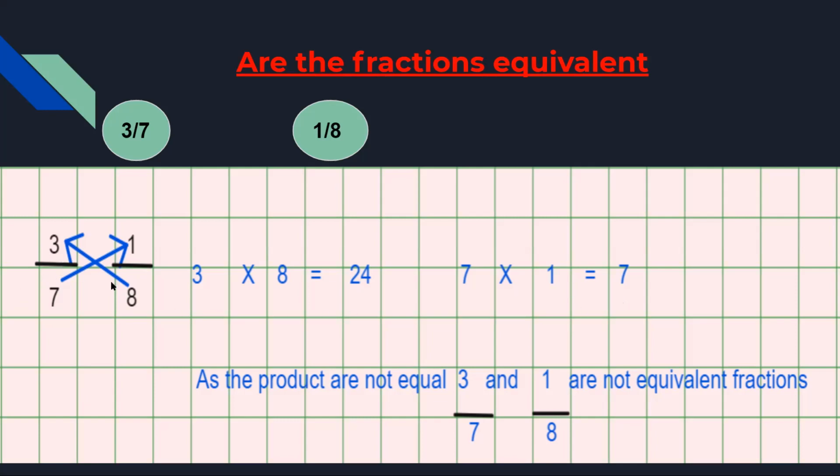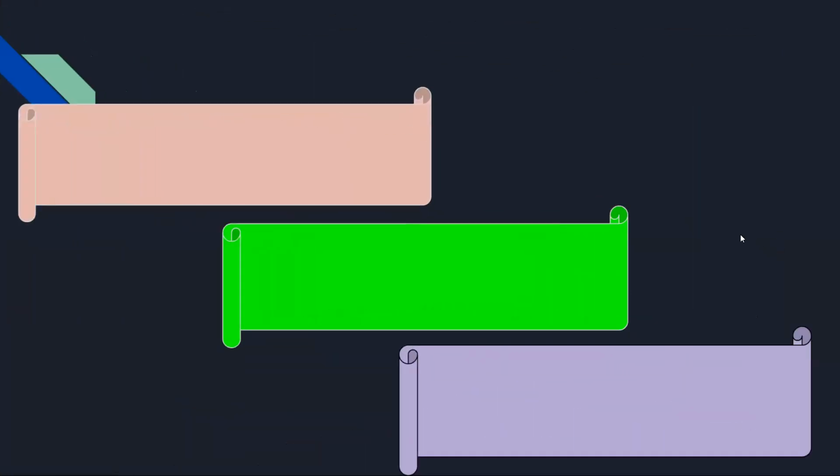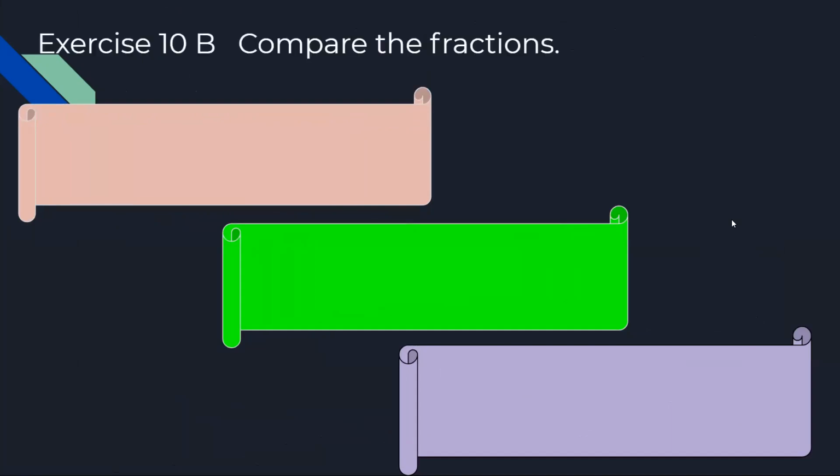After cross multiplying the denominator with the numerator of the other fraction, if the products are the same, they are equivalent fractions, otherwise they are not equivalent fractions. So in this question, the fractions are not equivalent. So now with this your exercise 10 is over. Now we will come to 10B.